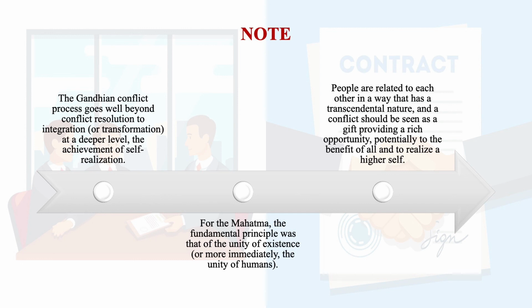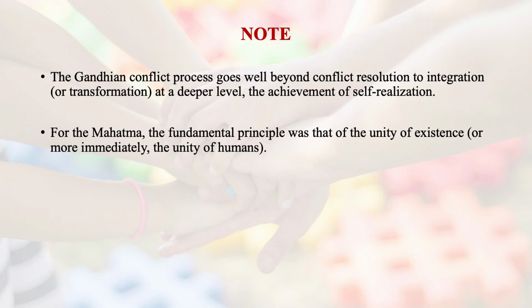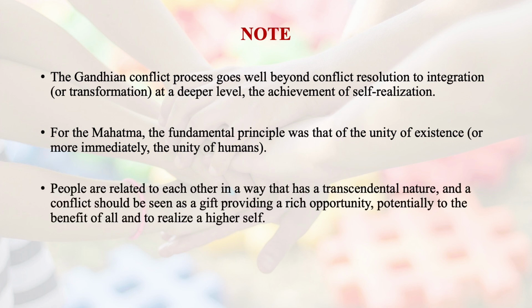The Gandhian conflict process goes well beyond conflict resolution to integration or transformation at a deeper level, the achievement of self-realization. For Mahatma Gandhi, the fundamental principle was that of the unity of existence, or more immediately the unity of humans, which we call diversity or inclusion or accessibility nowadays. People are related to each other in a way that has a transcendental nature, and a conflict should be seen as a gift, providing a rich opportunity potentially to the benefit of all and realizing a higher self.